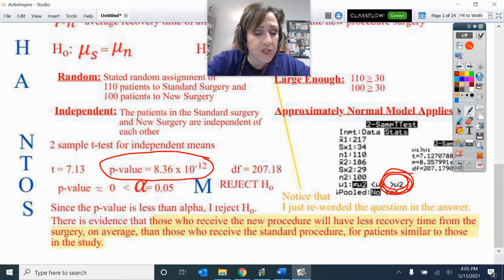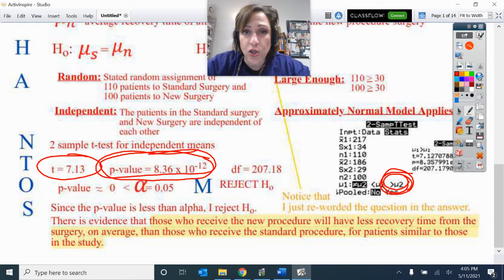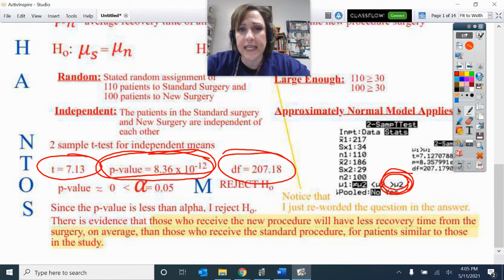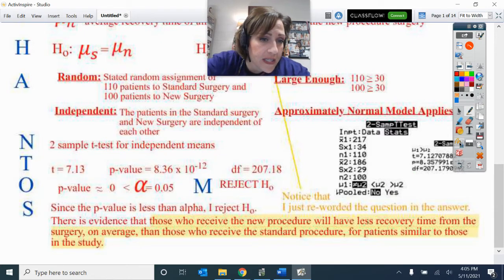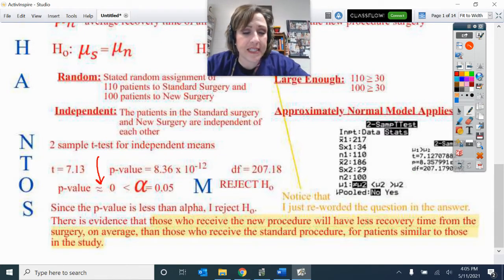To get credit for this, you don't have to put this calculator stuff, but you have to write out what this t-score is, what this p-value is, do scientific notation, or write it out with all the zeros. And then you must include the DF, t, not z. Remember, with a t-test, you must include the degrees of freedom. So this p-value is approximately 0. It's not exactly 0. It's approximately 0, and that's less than alpha.